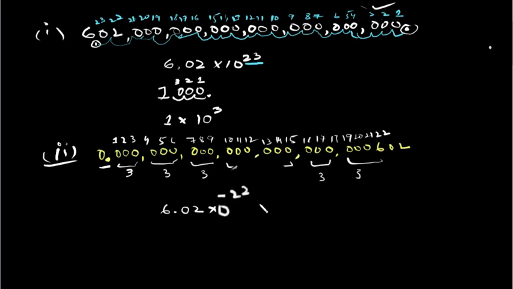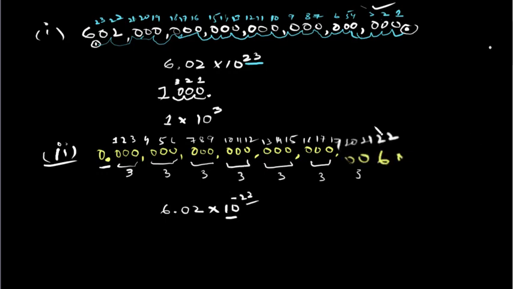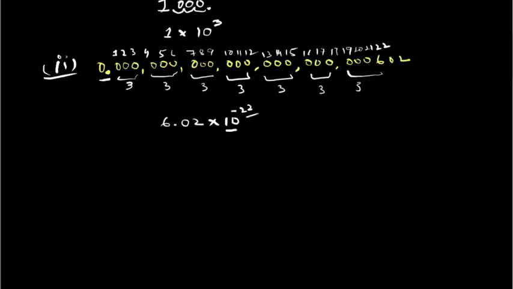So this is a rule: if the power of a scientific notation is negative, it means the number is small enough to write it in scientific notation. And if the power of 10 is positive, it means the number is big enough to write it in scientific notation. So here I have some more examples.